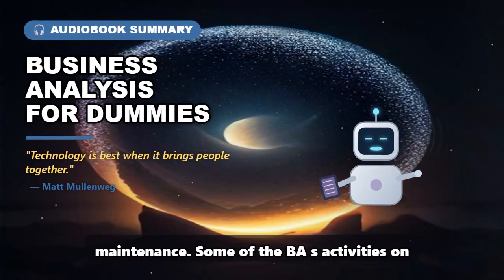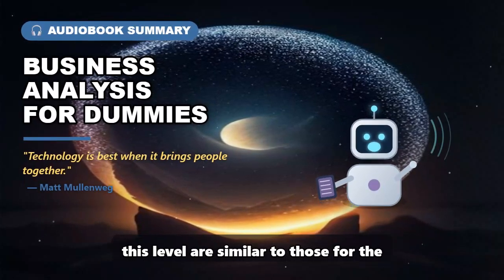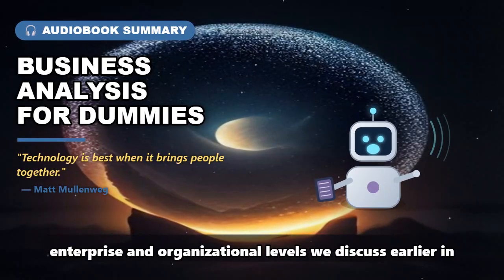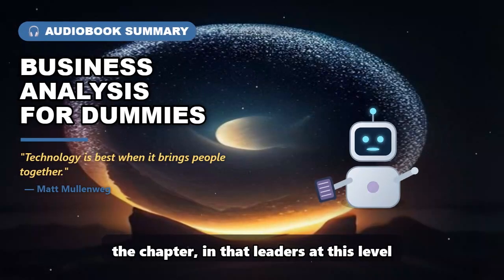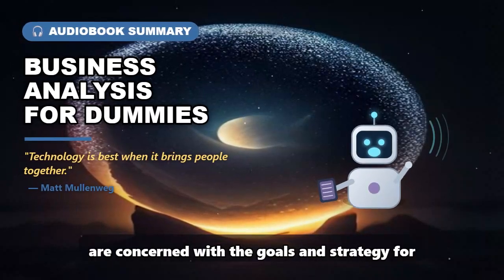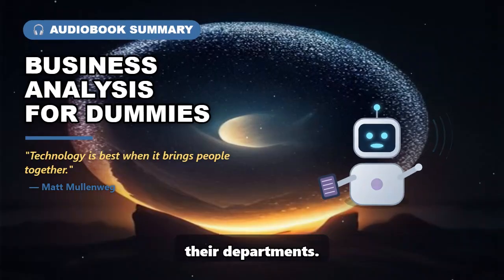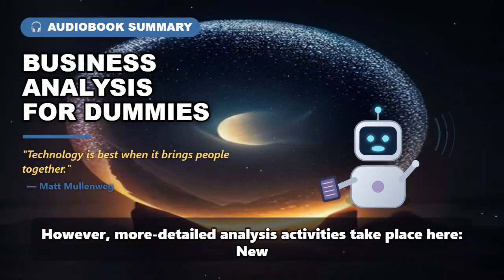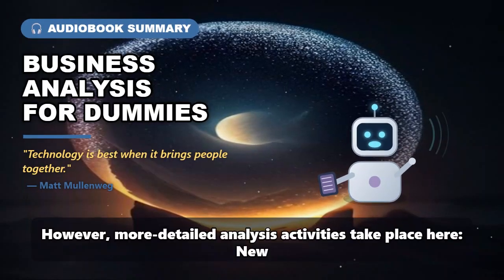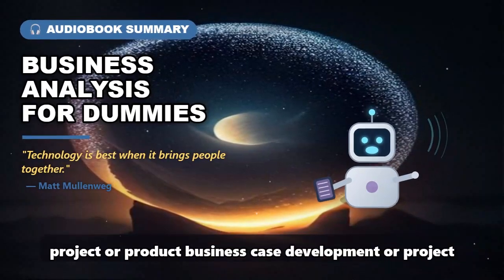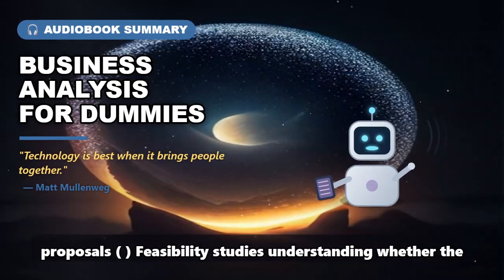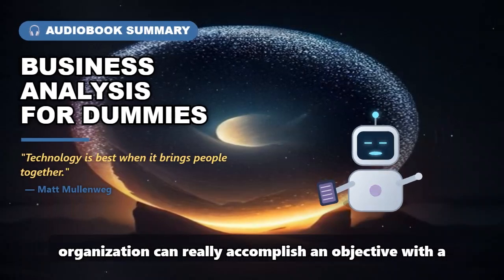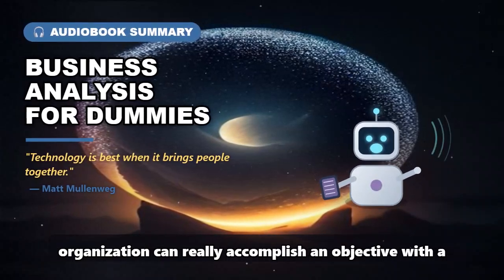Some of the BA activities on this level are similar to those for the enterprise and organizational levels we discussed earlier in the chapter, in that leaders at this level are concerned with the goals and strategy for their departments. However, more detailed analysis activities take place here. New project or product business case development or project proposals, feasibility studies, understanding whether the organization can really accomplish an objective with a particular solution.